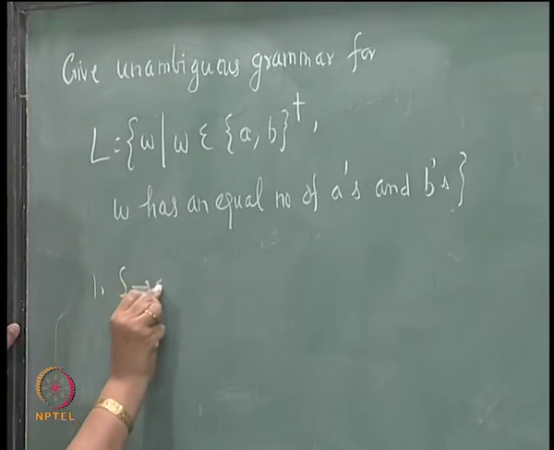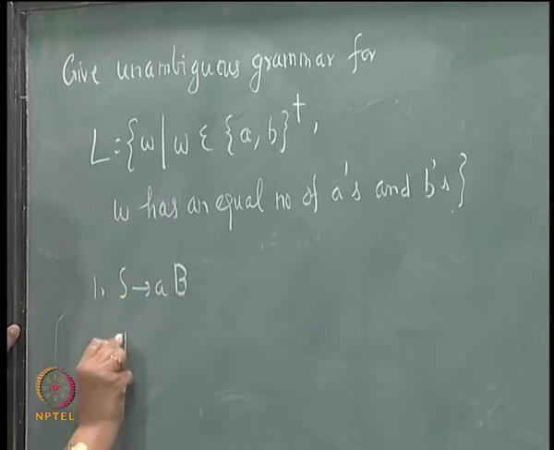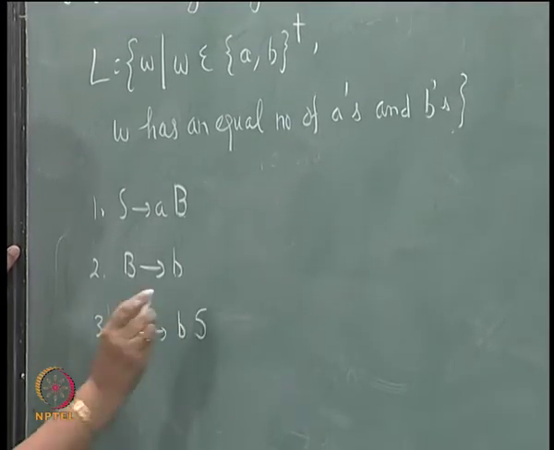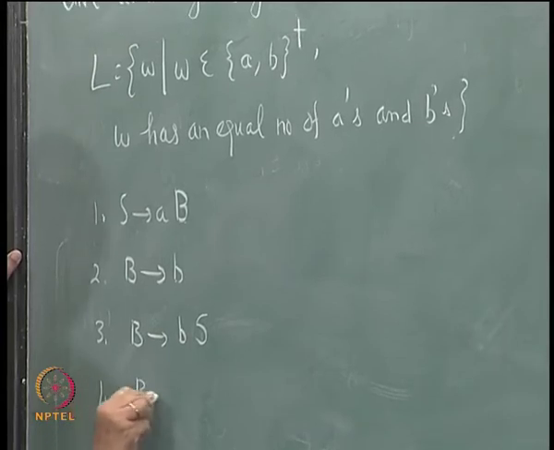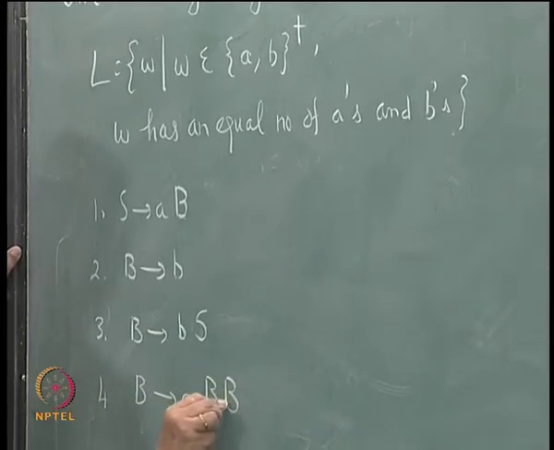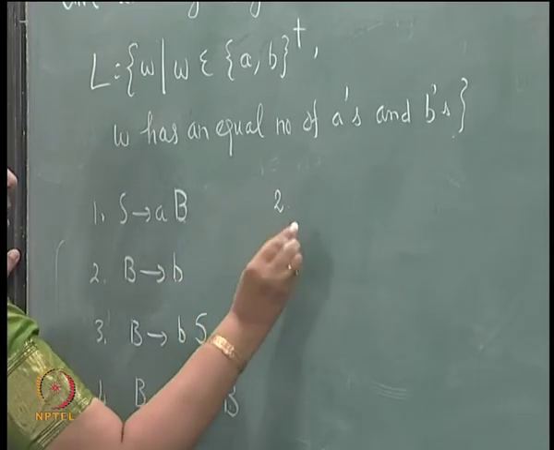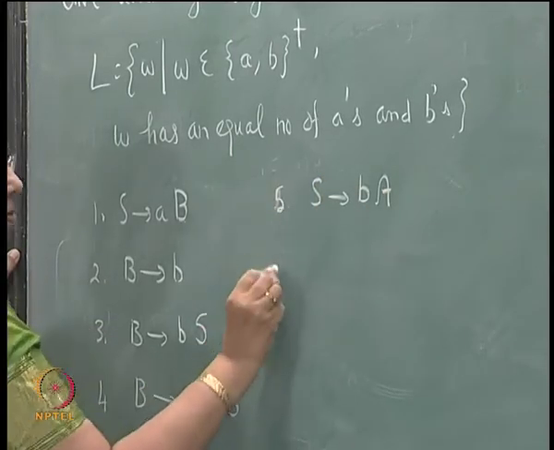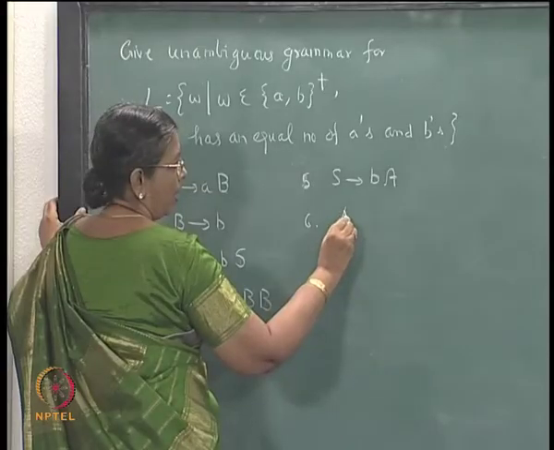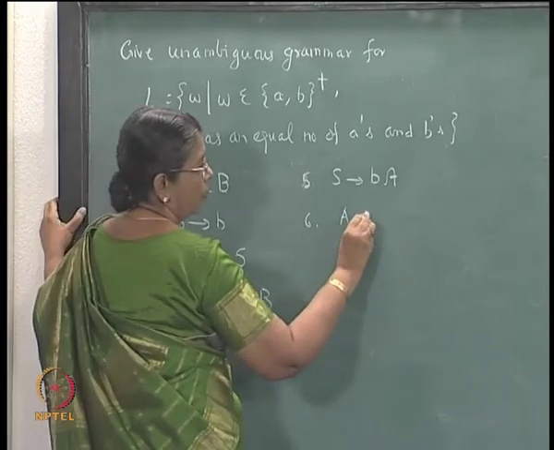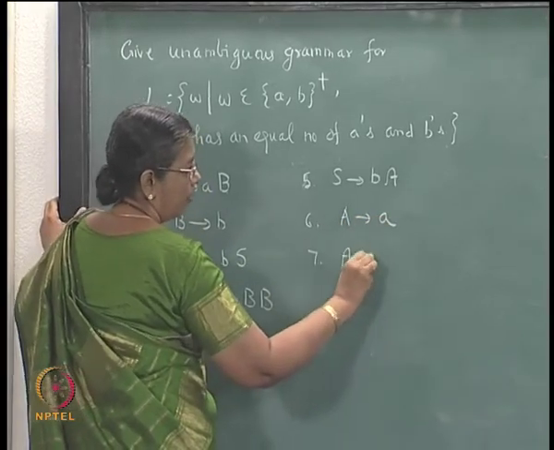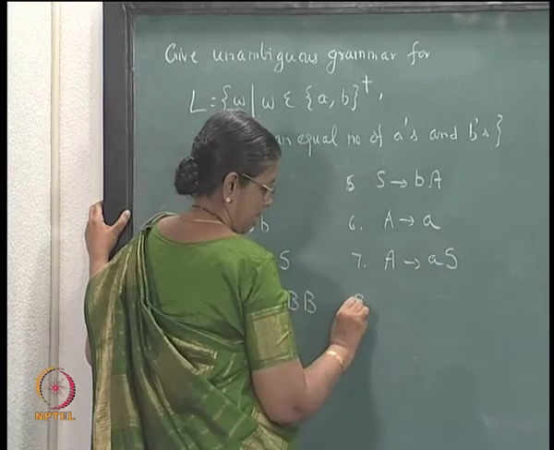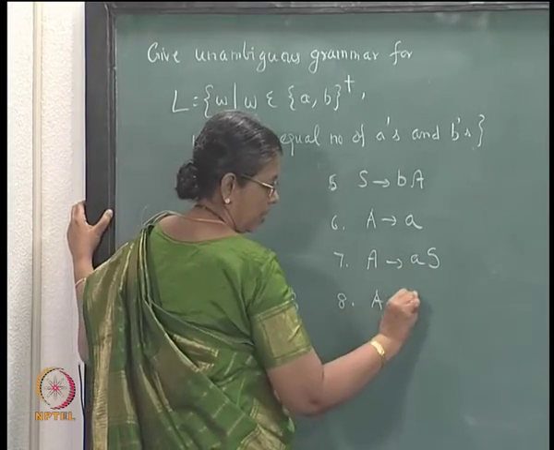S goes to AB, B goes to b, B goes to BS, B goes to ABB, S goes to BA, A goes to a, A goes to AS, A goes to BAA.